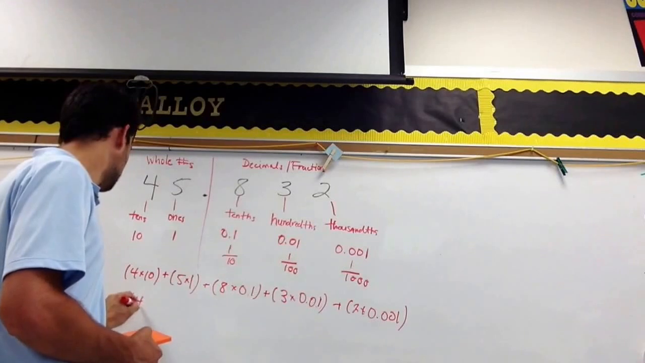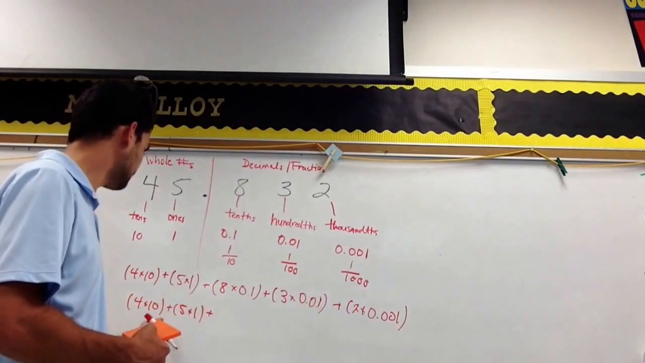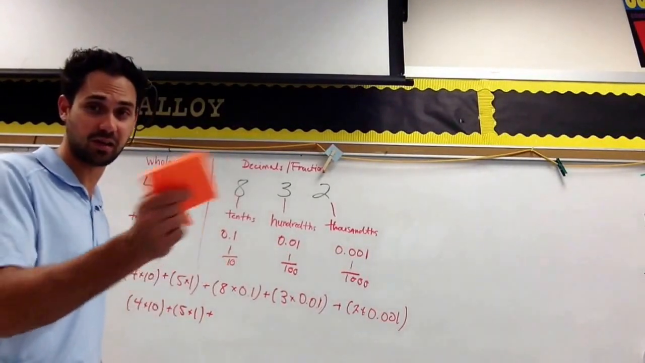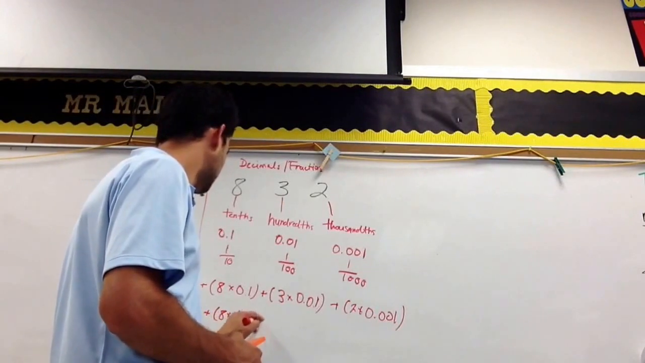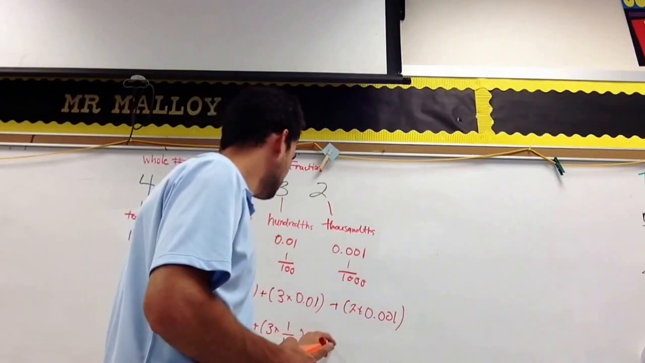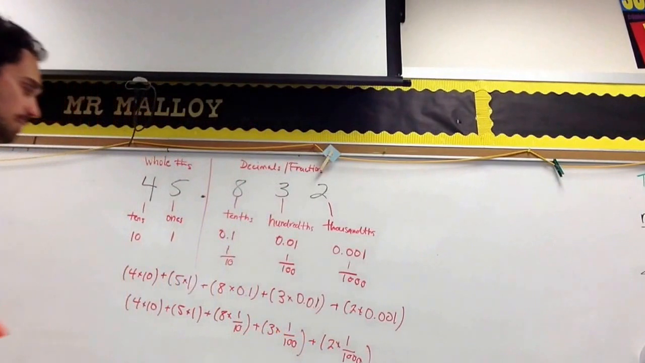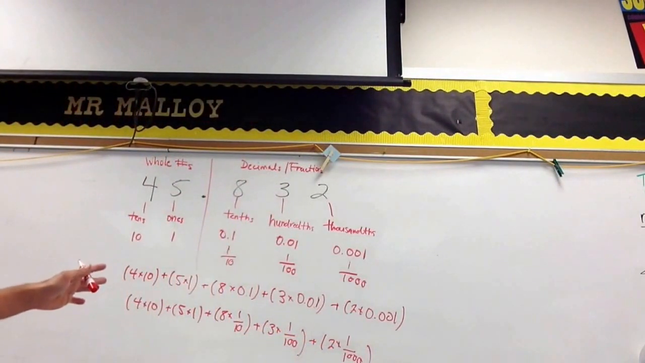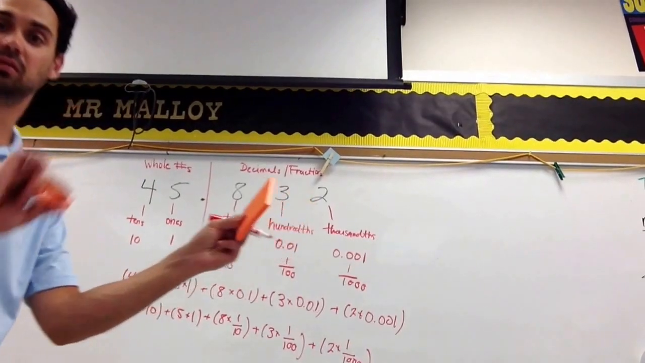So it would be 4 times 10 still, 5 times 1. Make sure you have those parentheses and plus signs. Some of us missed those plus signs on the quiz. 8 times 1/10 plus 3 times 1/100th plus 2 times 1/1,000. Okay? So use this information for the homework tonight. There's 3 practice problems. We'll practice more in class. We'll get better at this. And I hope all this makes sense, especially since we've been using a lot of the blocks.